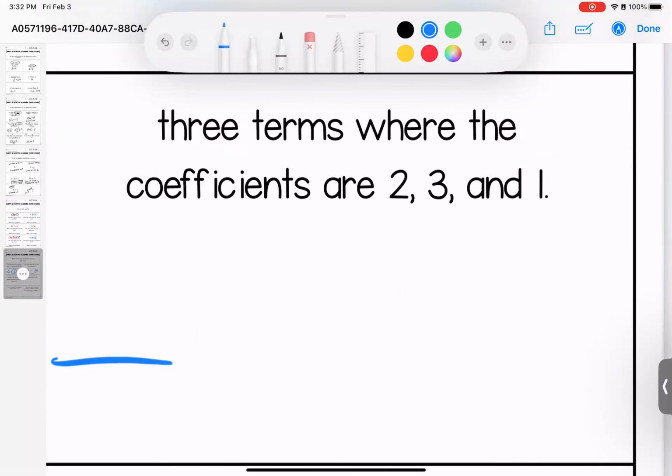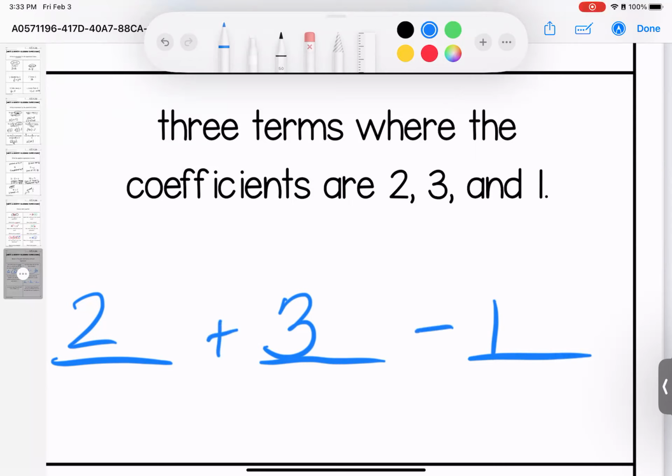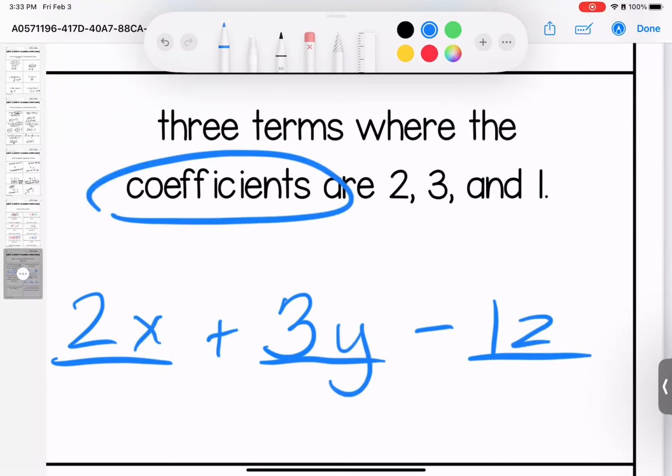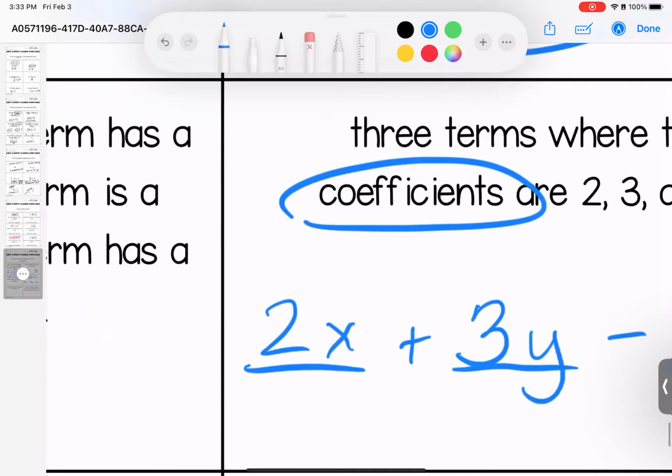3 terms, 1, 2, 3, where the coefficients are 2, 3, and 1. 1 you could put, but if we have that variable, we have the letter there, that's telling us that it's 1, right? If we have 2 D's, we have 2 D's, but if we just have D, that means we have 1 D. So I'm going to say a plus and a minus, and I'm going to give it an X, Y, and Z because coefficient implies that there's a variable. In order to be a coefficient, it has to be multiplied by a variable.